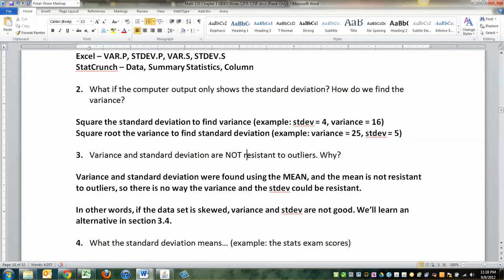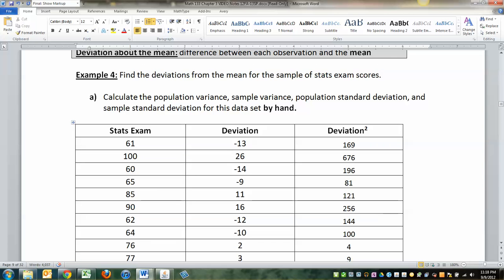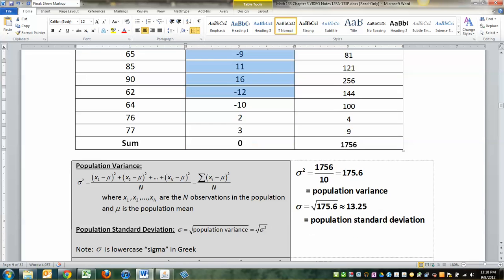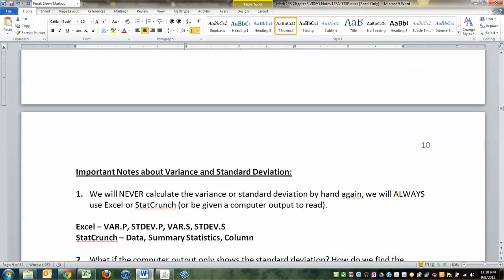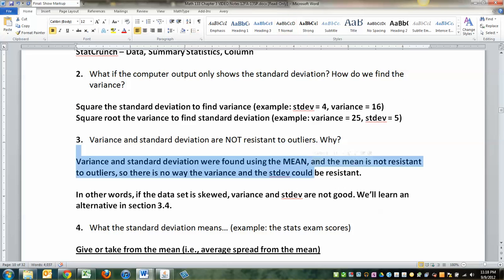All right, number 3, important point, is that variance and standard deviation are not resistant to outliers. Why? Well, because the variance and the standard deviation were both found by finding the deviation from the mean. And remember from section 3.1, we learned that the mean is not resistant. So if the mean doesn't resist outliers, then how could the variance and standard deviation resist outliers? They couldn't. There's no way that the variance and standard deviation can be resistant because they're built from the mean and the mean is not resistant.